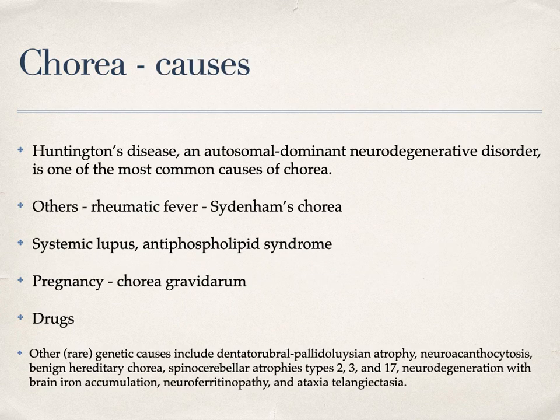Probably the most common is Sydenham's chorea, then Huntington's, then other vasculitic processes like systemic lupus or antiphospholipid syndromes. Chorea can occur in pregnancy, called chorea gravidarum. There are other drugs that can cause it, and then lots and lots of very rare causes like DRPLA, neuroacanthocytosis, benign hereditary choreas, the SCAR syndromes 2, 3, and 17, and then neurodegenerative conditions with brain iron accumulation, the NBIAs or the neuroferritinopathies, and ataxia-telangiectasia.